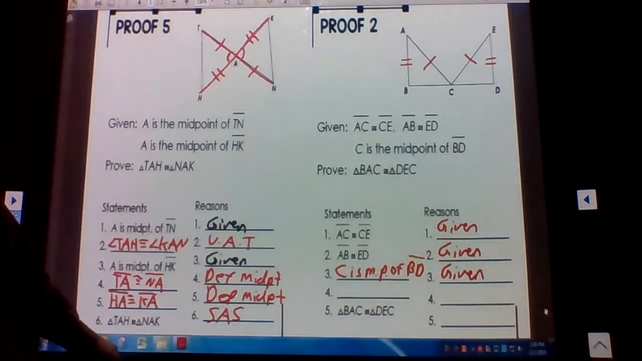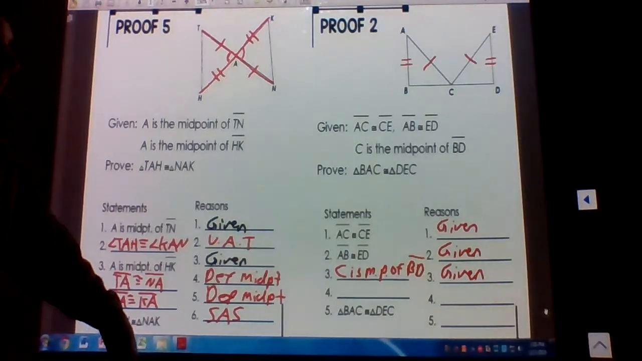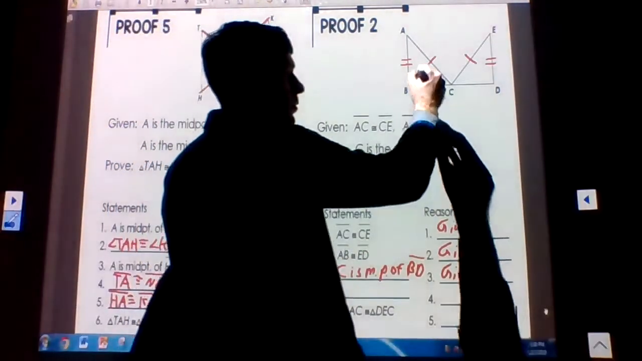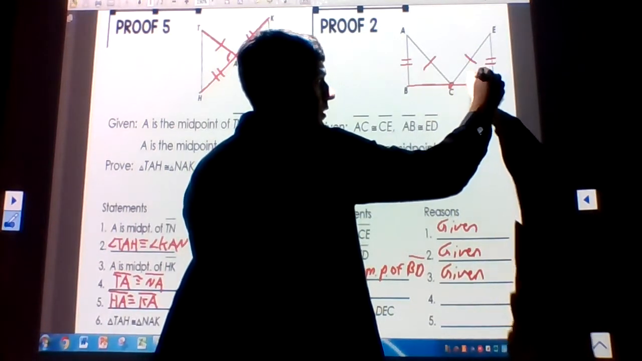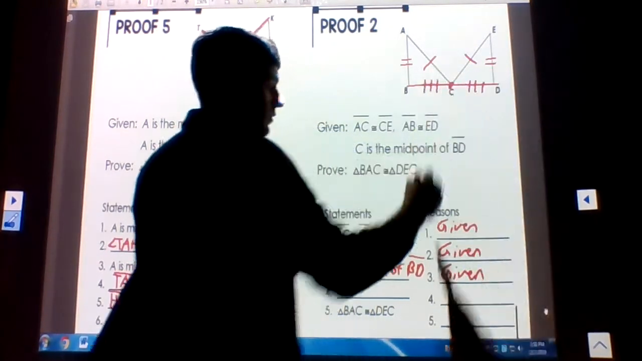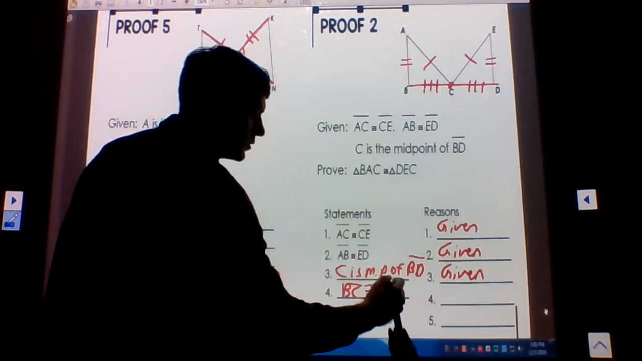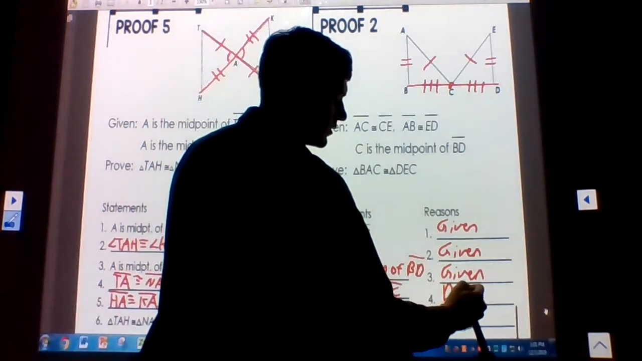Okay. So we go down our list. So we have vertical angles? No. Do we have a shared side? No. Do we have a midpoint? Yes. So we use our midpoint. C is the midpoint of BD. So if C is the midpoint, if it's in the middle, that means CD and BC are going to be congruent. So we can say BC is congruent to DC. That's, again, just like the first one, the definition of a midpoint.